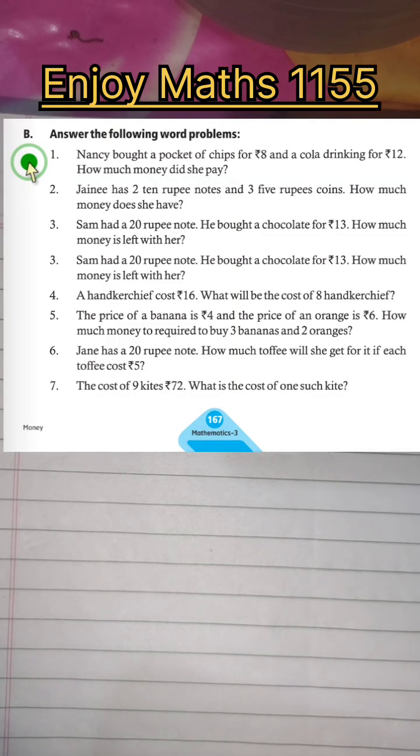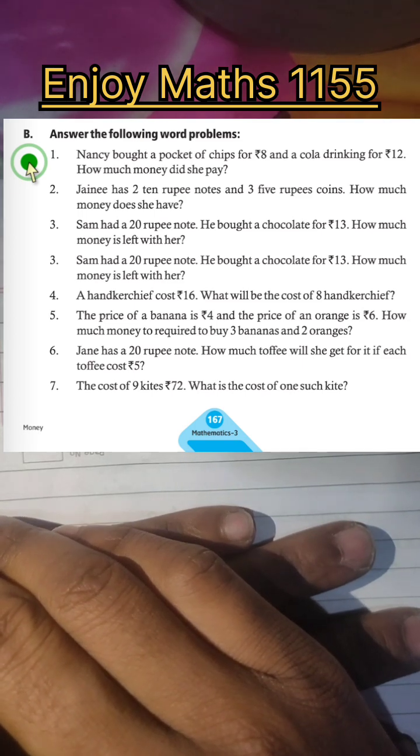See, now come to question number 5. The price of a banana is 4 rupees. That means the price of one banana is 4 rupees. And the price of an orange is how many rupees? 6 rupees. What do we have to find? How much money is required to buy 3 bananas and 2 oranges? That means we have to find this.